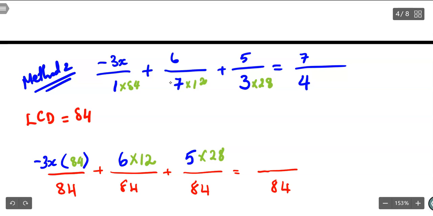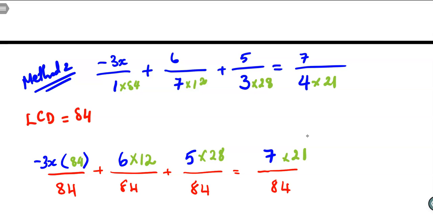On this side, in order to go from 4 to 84 as a multiplication, I must multiply by 21. If I take 4 and multiply by 21, I will get 84. So the 7 here will have to be multiplied by 21. You might ask me, how do I figure out all of these numbers, the 12, the 28, the 21?